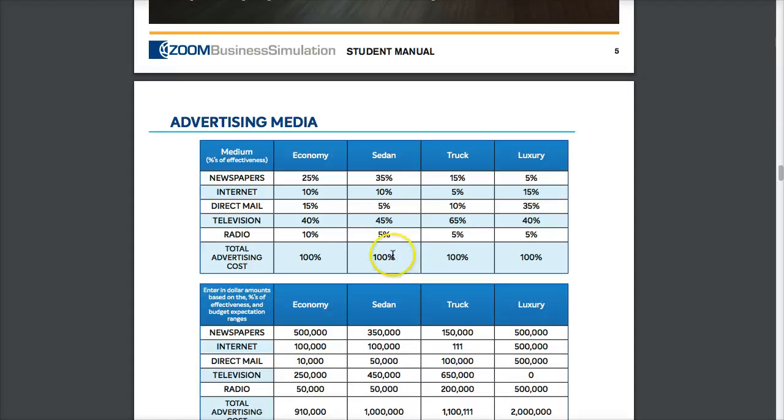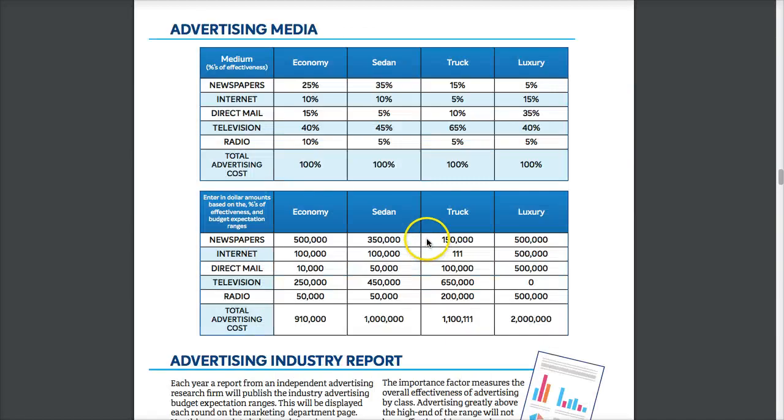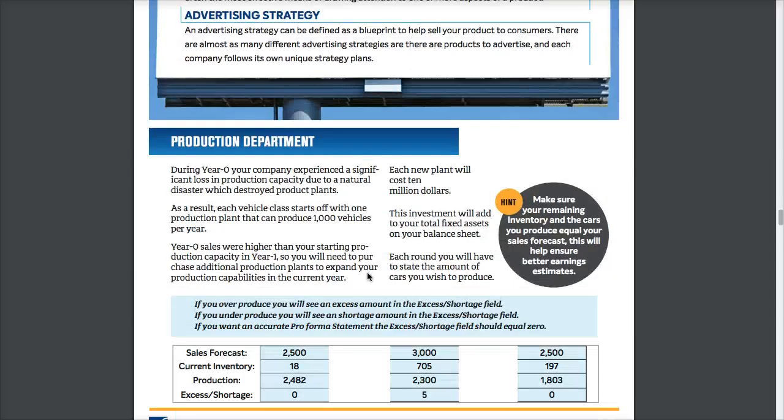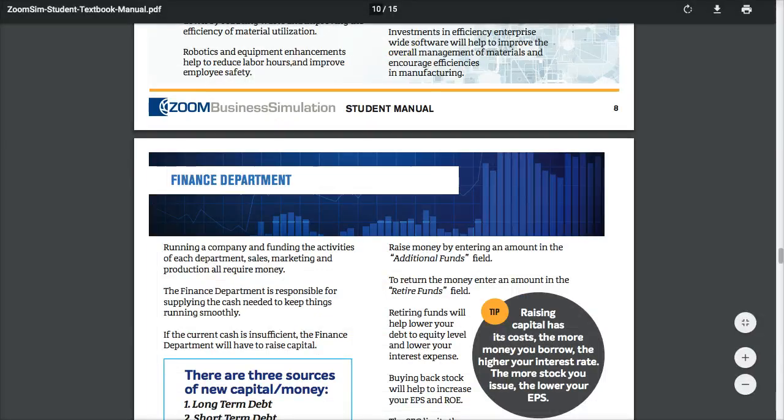Then it goes in to explain how the advertising and media work. Now these percentages of effectiveness means that newspapers and television are the most effective ways to sell sedans. And then you figure out so that means you should put most of your money in television and newspapers. Okay, so you continue to read through this and it'll explain most everything.